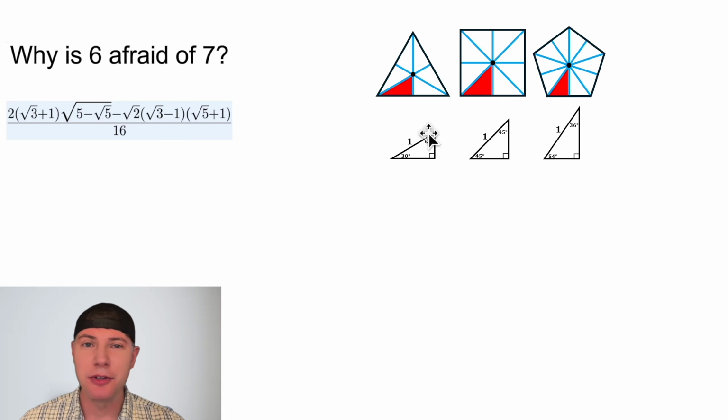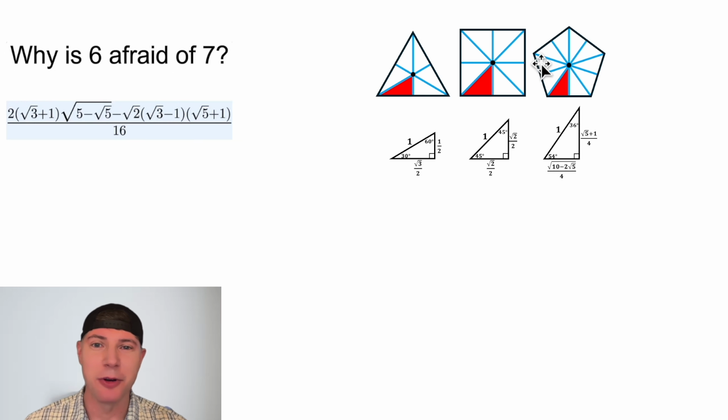Now, if this hypotenuse is equal to 1, the side lengths are equal to √3/2 and 1/2. For this one, if this is equal to 1, it's √2/2. And for this one, if this is equal to 1, the sides are going to be this and this. These two aren't too difficult to find. This one's really fun. It uses the golden ratio. I can do a future video on that later. But for now, we got to focus on this joke.